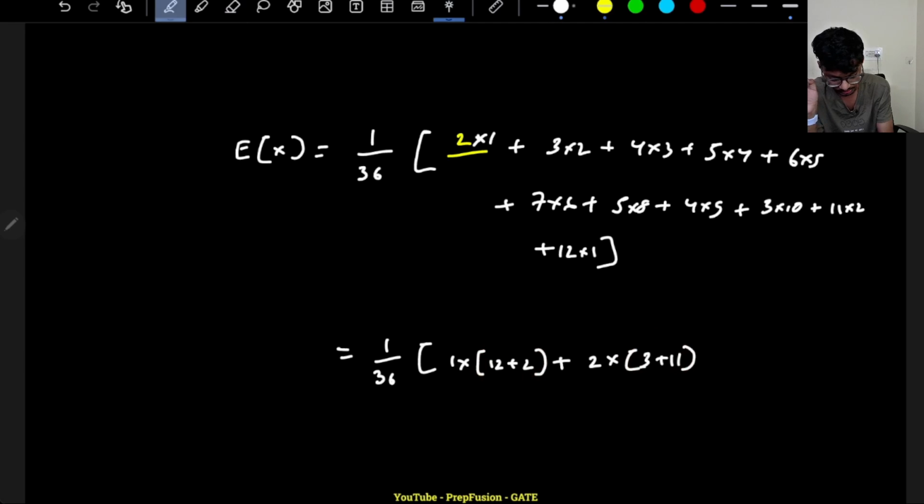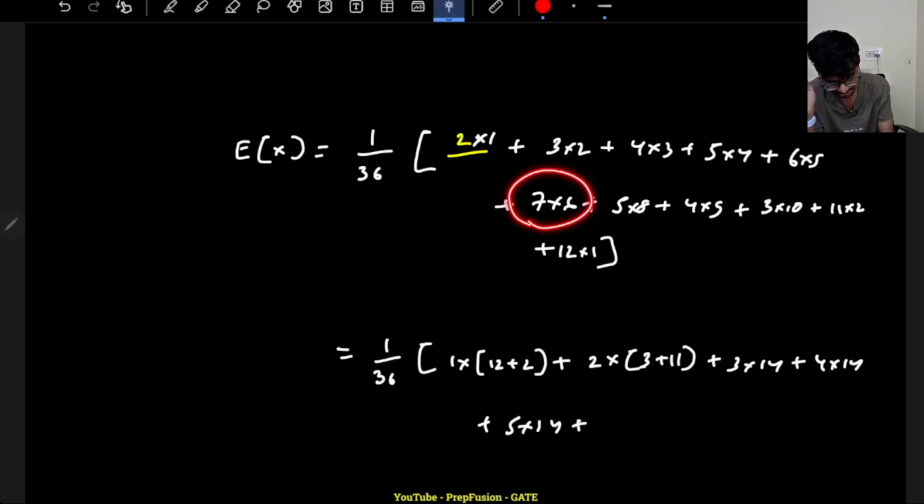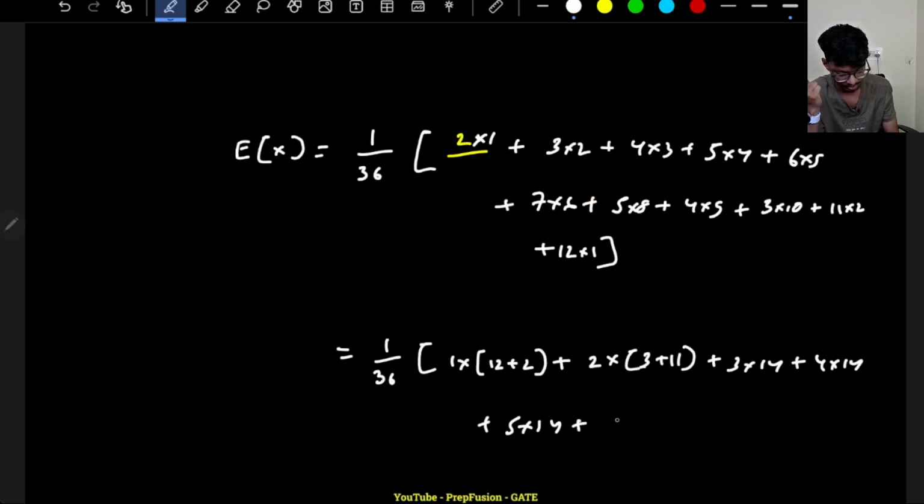It will go on till what? This will be 3 into 14, plus 4 into 14, plus 5 into 14 will be there, plus now this term is with itself. This also I can write in terms of 14. How? This will be 3 into 2 into 7, or I can write 3 into 14. Okay, so basically again I can take the 14 common.